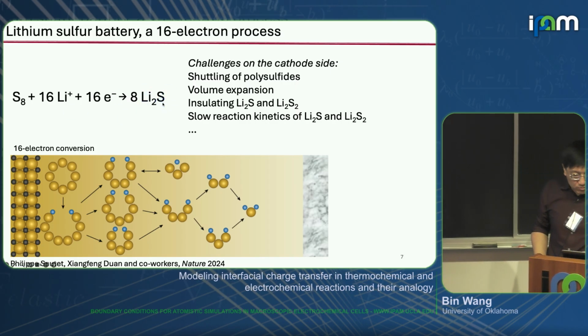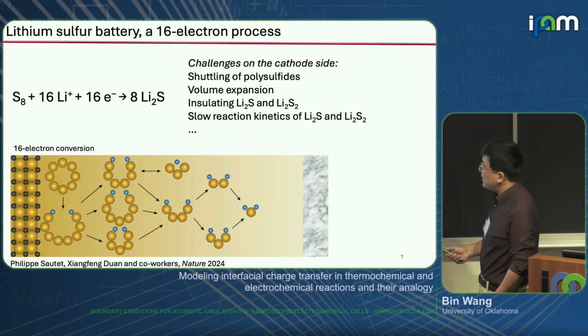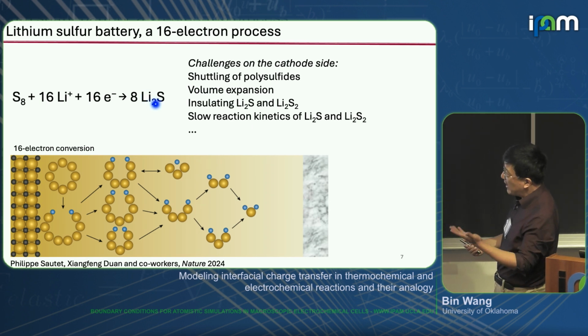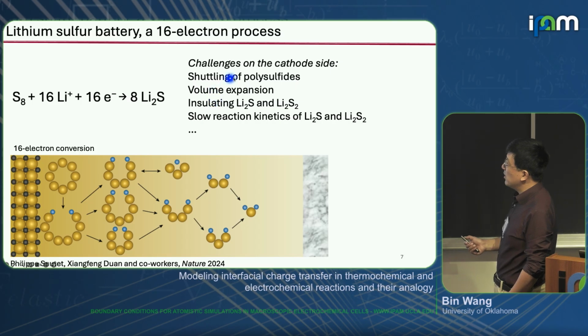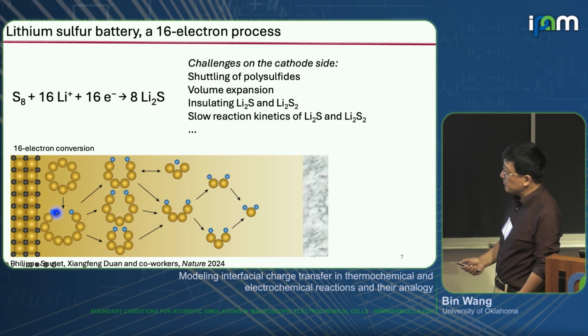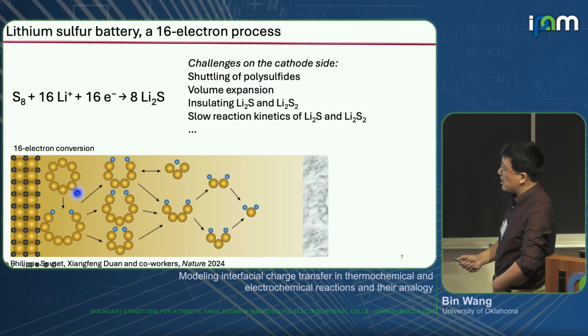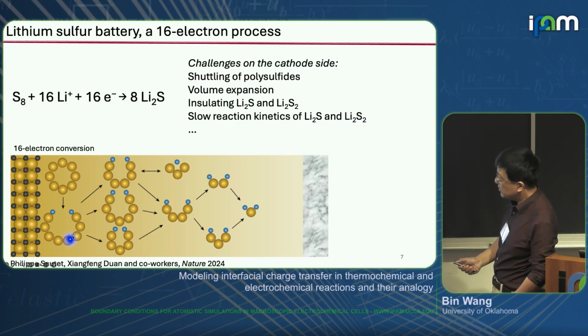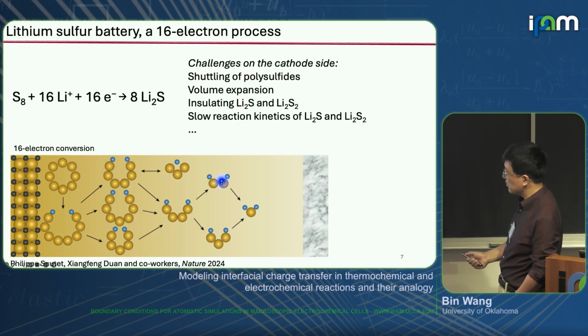This is a 16-electron process, and it has many challenges. The good thing is it has high capacity and energy density, but it also has many challenges here. I will just, in the next couple of slides, focus on one, the shuttling of the polysulfide, and the other one, the slow kinetics. So during the discharge process, the lithium, which is indicated by the small blue dots, will react with the sulfur. And at a different level of discharge, you form this different lithium polysulfide: lithium-2 sulfur-8, sulfur-6, sulfur-4, sulfur-2, sulfur.